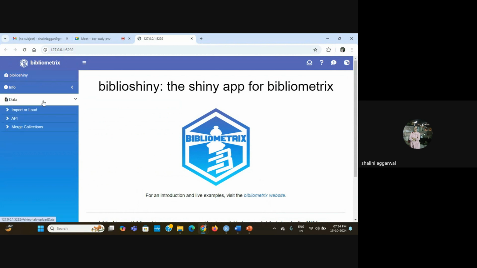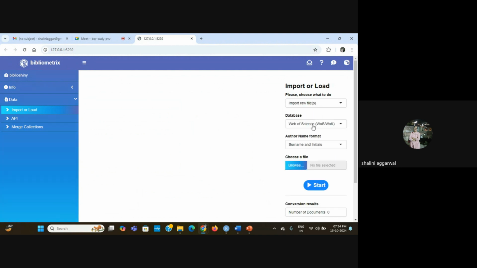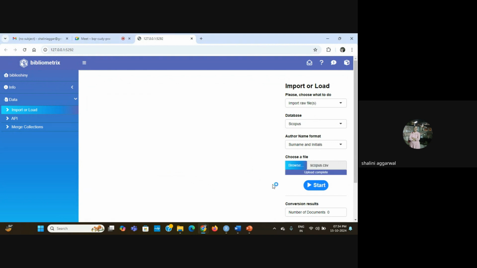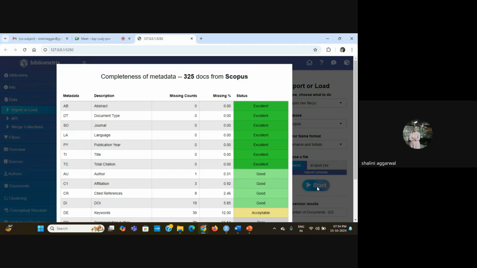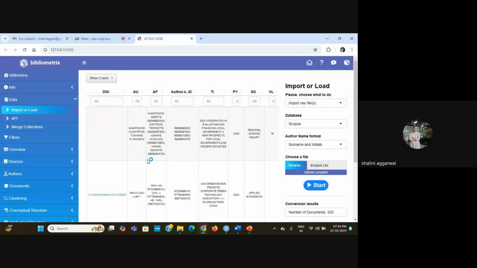So what you have to do is use this command, that is import or load. Here, please choose what you want to do. Load the raw file. Then you will go for the Scopus. You will browse the Scopus web file. Do not make any changes to the Scopus CSV file that we have downloaded.